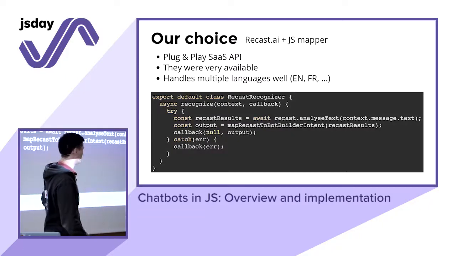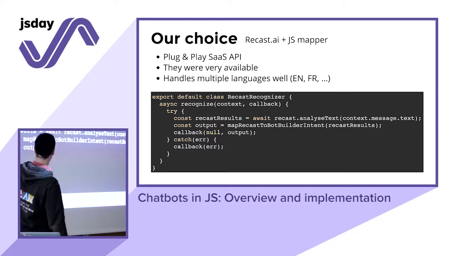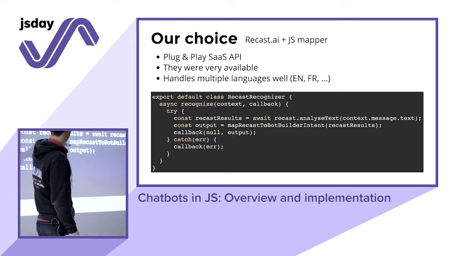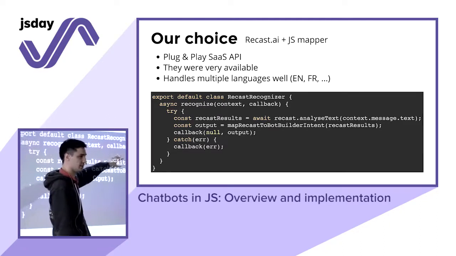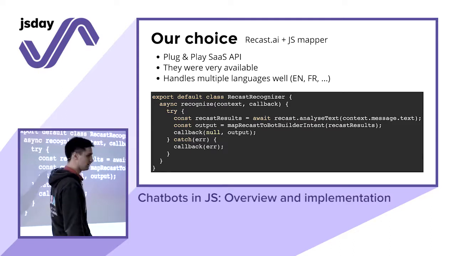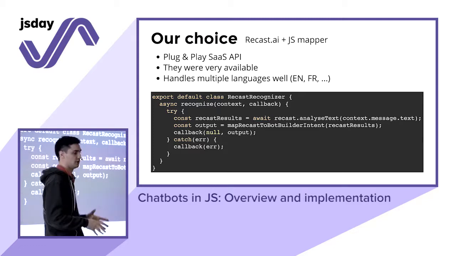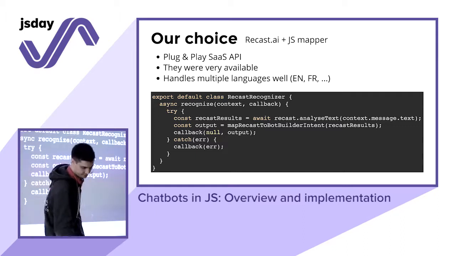How is it handled? Well, it's quite like the connectors, except that you only have one method to implement, and it's the recognize. So just as I said, you send the user text to Recast. It will provide you with a result with the intents and entities. You will have to map it to a Bot Builder standardized format, and then send it through the callback.